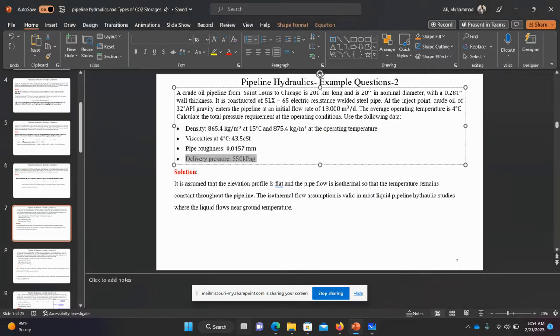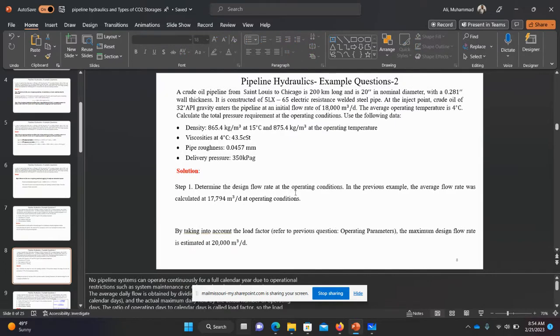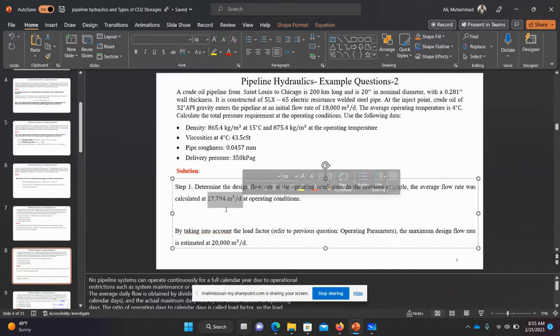First of all, we need to know the flow rate. At this flow rate, what is the pressure? In step number one, we said that it is 794 meter cube per day. This is the flow rate we calculated in part one. You can go back and look into how we did that.